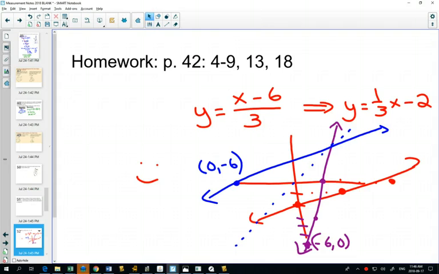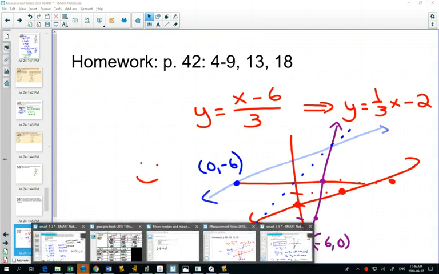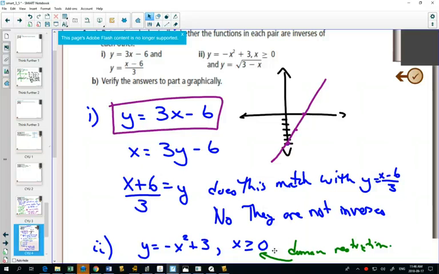So in this example, what they want you to see in part B is that you can figure out if something is an inverse algebraically by switching x and y and seeing if the equations match up, or you could check it graphically by graphing both of them and seeing if the points switch or if it's a reflection over the line y equals x.